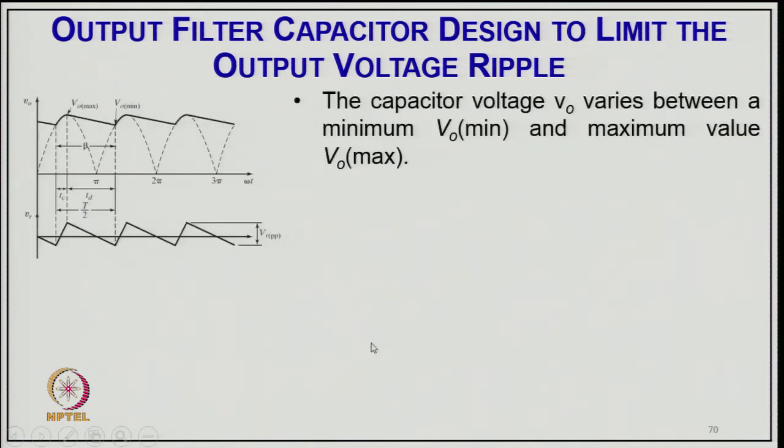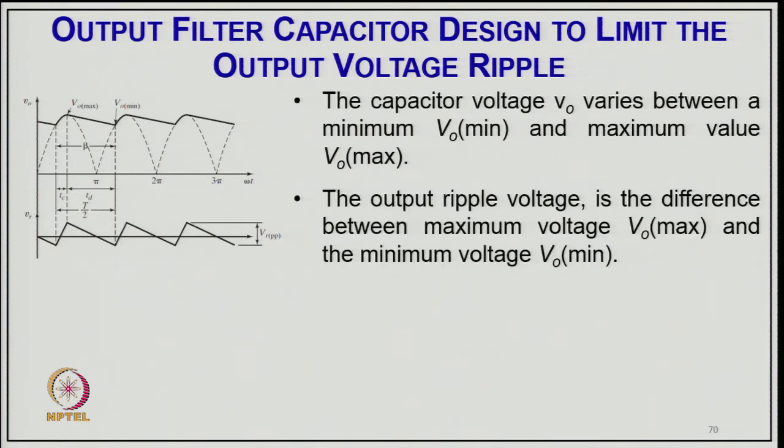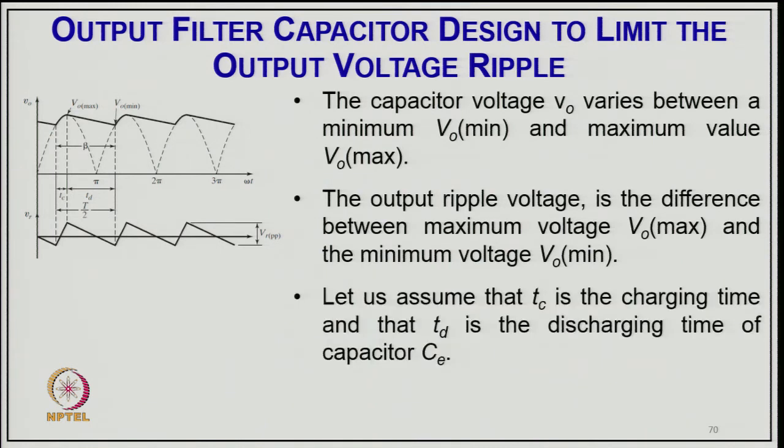And this is what we talked about: the capacitor charges only when the supply voltage is more than the capacitor voltage, after that it discharges, and it charges again in the next half cycle, and this is the ripple voltage. So, the capacitor voltage VO varies between a minimum voltage and a maximum voltage, and the output voltage ripple is then the difference between the maximum voltage VO max and the minimum voltage VO min.